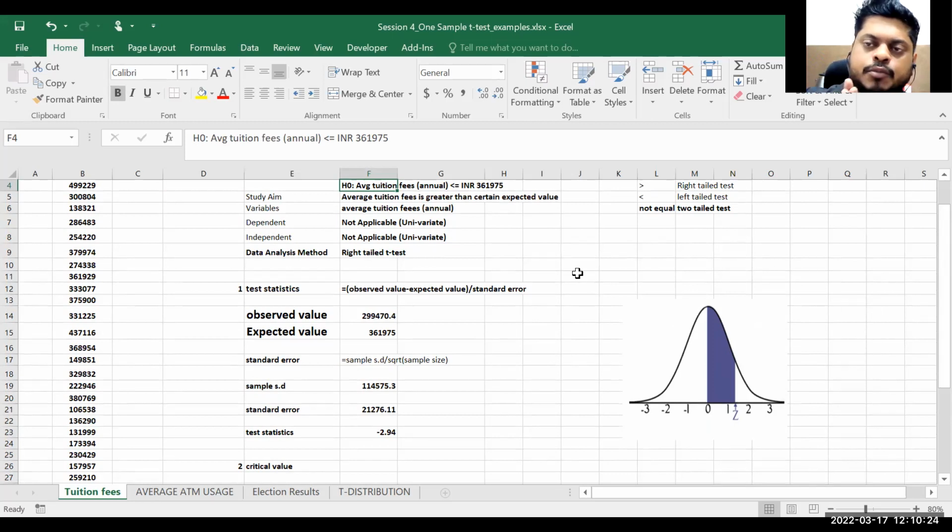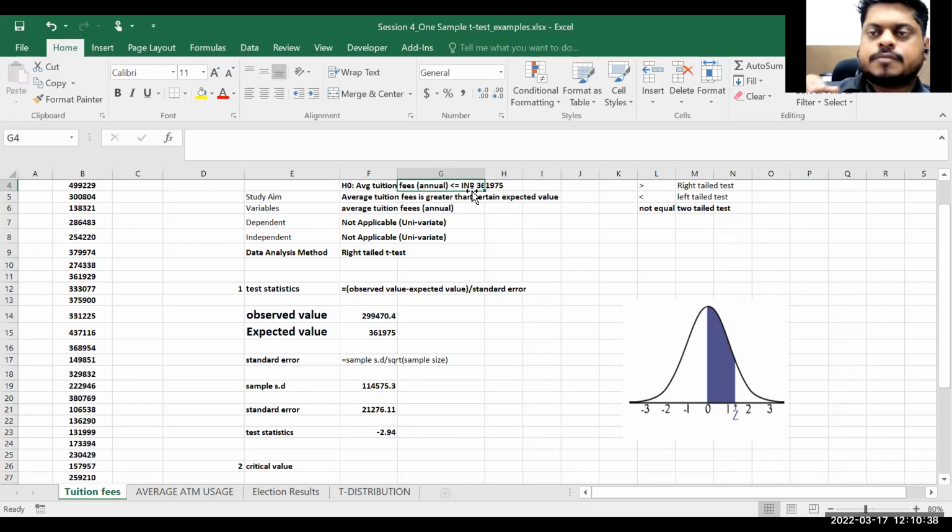Any sample that I collect, if I standardize that sample data, that should fall below the critical value because my null hypothesis is less than equal to some value. If I'm getting a sample data, and I believe that null hypothesis is true, then my standardized sample data also should be less than that critical value, right?